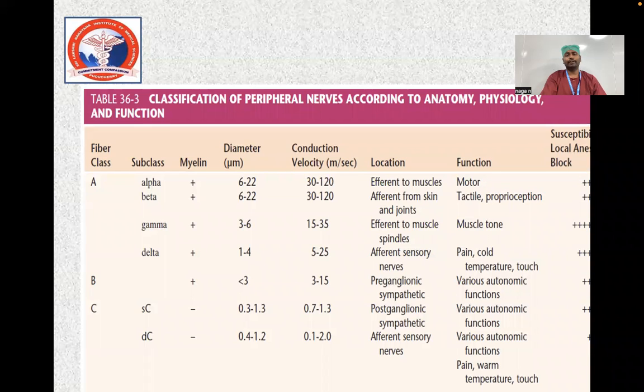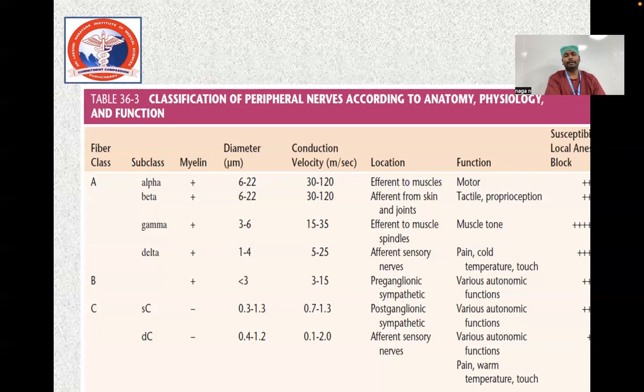The classification of peripheral nerve fibers is according to anatomy, physiology, and function. It's usually classified into A, B, and C. A fibers are again subclassified into alpha, beta, gamma, and delta. Alpha fibers are mostly used for motor function; the location is afferent to muscles. Beta fibers are used for tactile proprioception. Gamma fibers are used for muscle tone. Delta fibers are afferent sensory nerves for pain, cold, temperature, and touch. It modulates these kinds of functions.